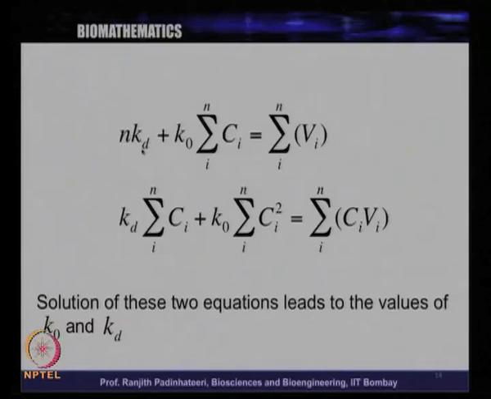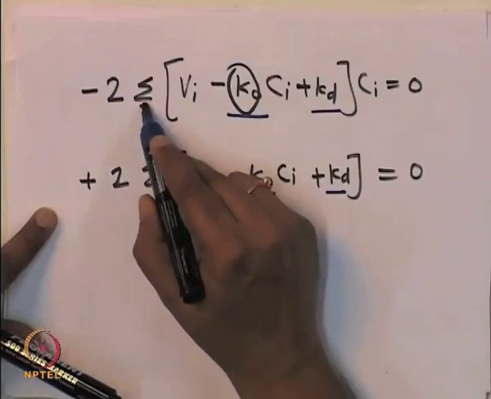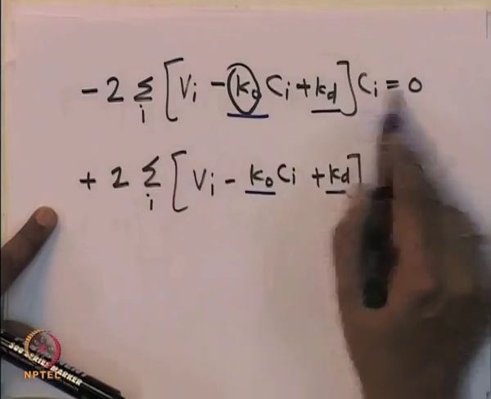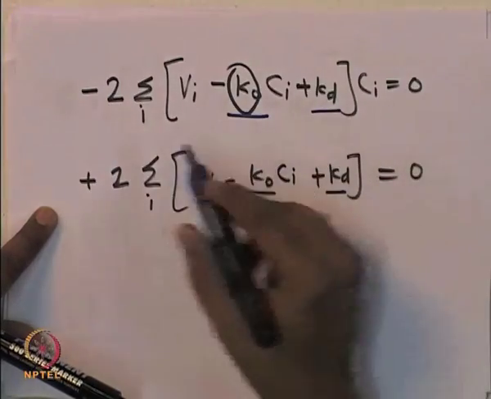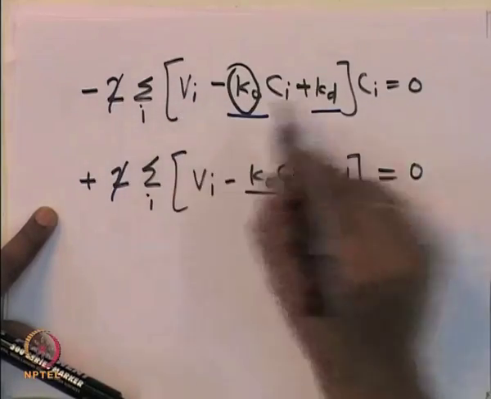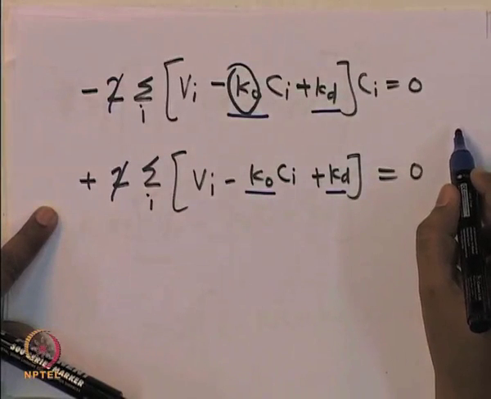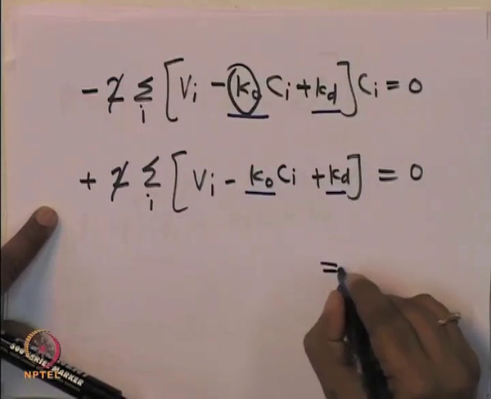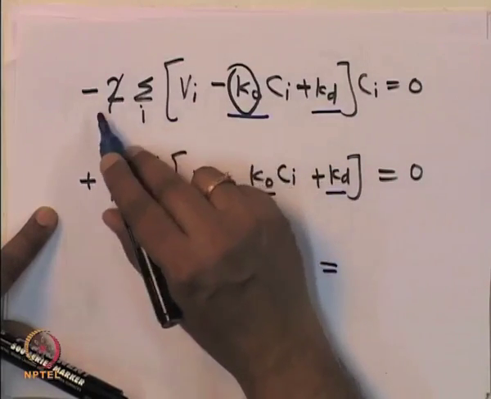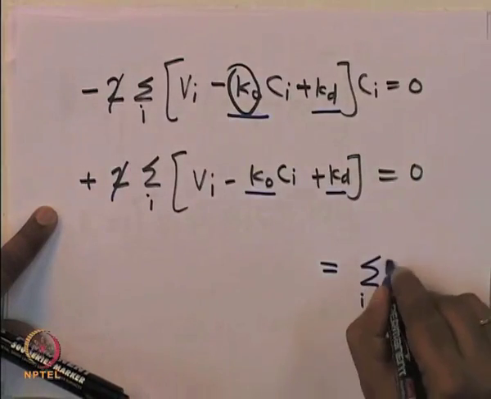You can write n K D plus K 0 into sum over I C I equal to sum over I V I. Let us look at this. The first term has a 2, so I can divide both sides by 2. Something divided by 2 with 0 on the other side is 0 itself, so the 2 goes away. Then I can take this sum over I V I to the other side, and there is a minus sign here, so there is a minus V I. So I can write this as sum over I V I.